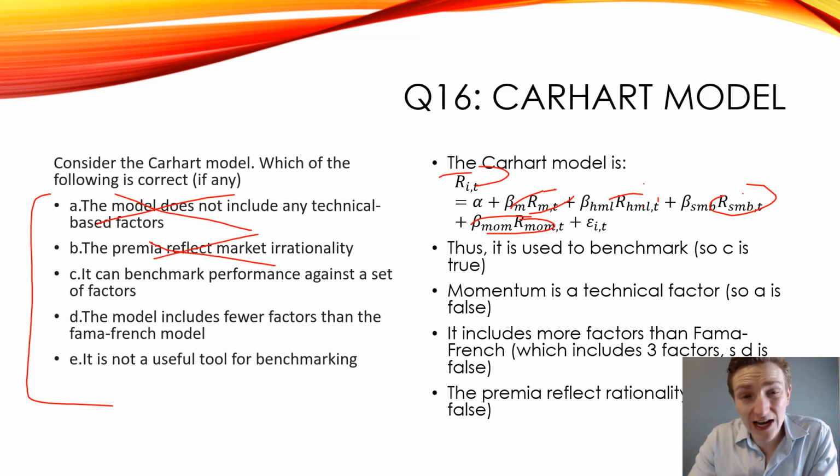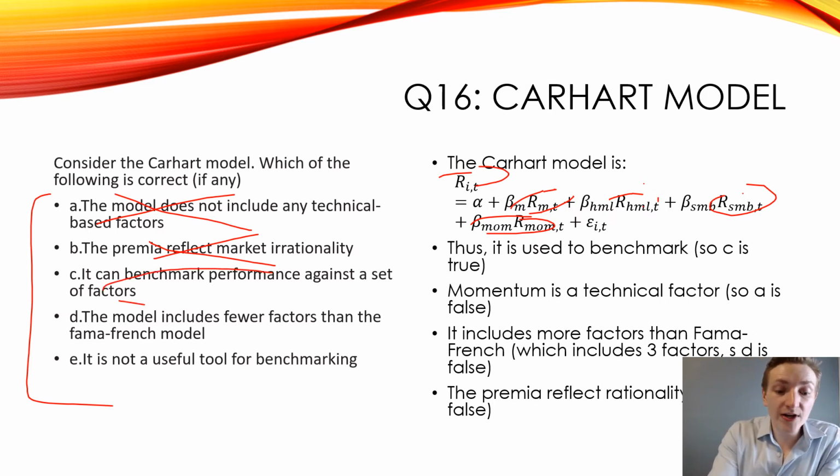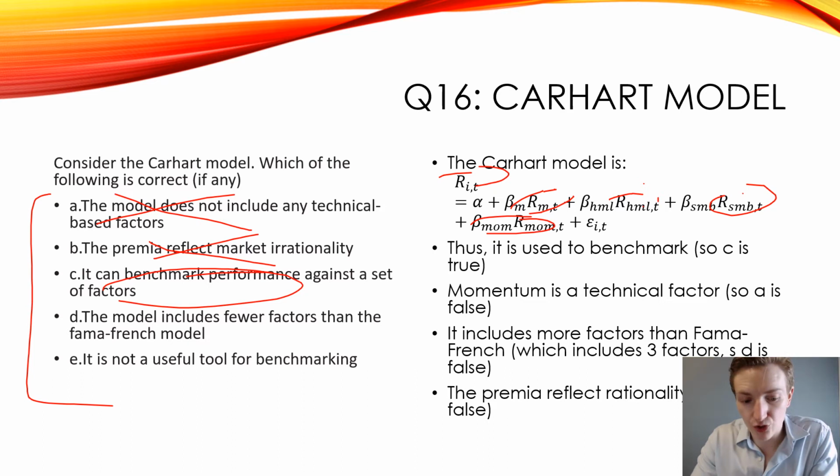They don't per se reflect irrationality. They could reflect risk premiums demanded for particular things. The next one is it can benchmark performance against a set of factors. That is correct. That's tautologically what these types of models do.